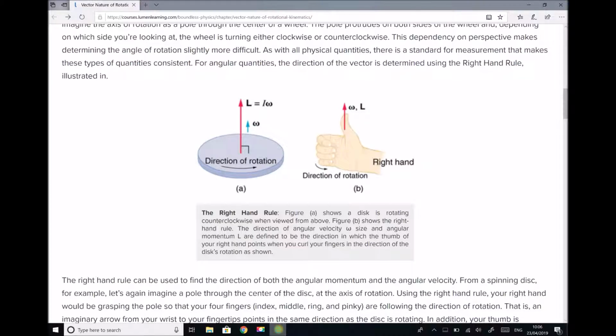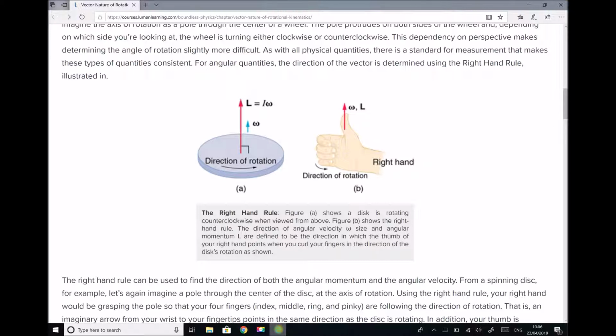In this video, we're going to discuss gyroscopic motion and we're going to look at the effects of gyroscopic torques. Now, before we can understand gyroscopic motion, it's important to understand how we can represent rotational quantities, such as angular velocity, angular momentum, and torque, in terms of vectors. Now, the way that we do that is by using something called the right-hand rule.